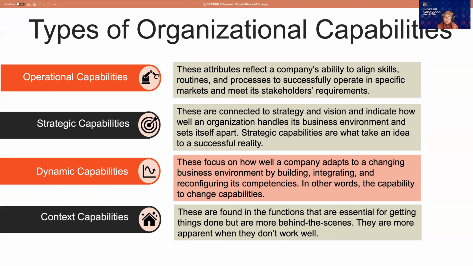So sometimes you need to advance the skills, or you need to revise the skills that you have, in order to make operations more effective. And then you have strategic capabilities. These are connected to strategy and vision and indicate how well an organization handles its business environment and sets itself apart. So strategic capabilities are what take an idea to a successful reality.